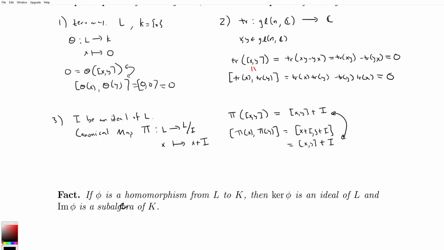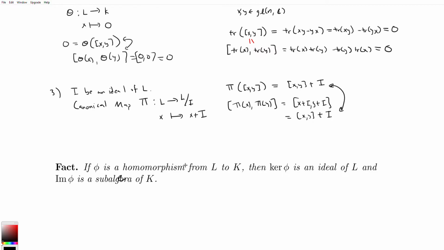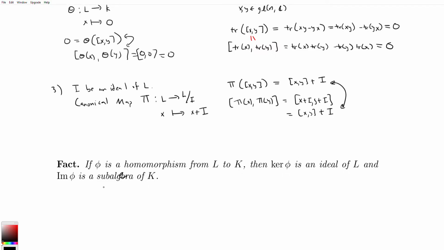And so this is a pretty straightforward check. I'll leave it to the viewer to check that the image of phi is a subalgebra of K. I'll show that the kernel of phi is an ideal of L. It's like a two-line proof. So if we want to show that the kernel of phi is an ideal of L, then what that means is that for all x in your kernel, and for all y in your Lie algebra, x bracket y should be an element of the kernel.